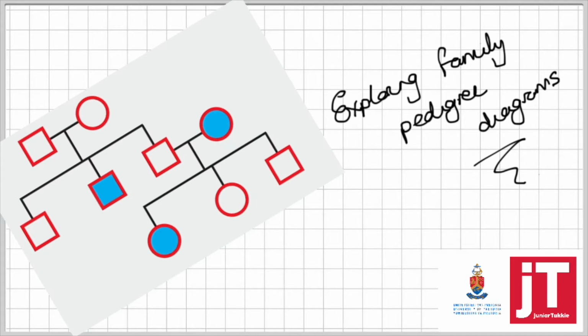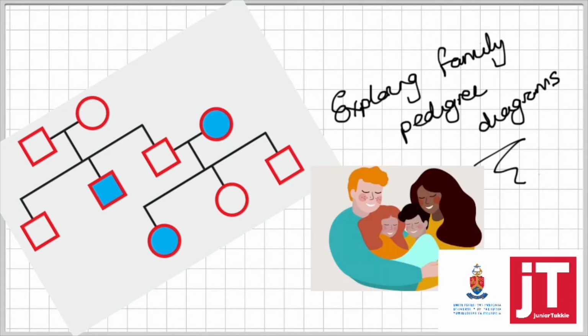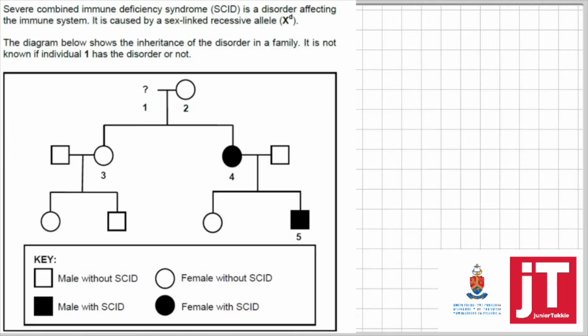What we're going to be looking at here is how to trace different traits through a family tree. Here's a nice example for us to work through. We're going to be looking at severe combined immunodeficiency syndrome, SCID. So we'll look at this as an example and how it is traced through a pedigree diagram.